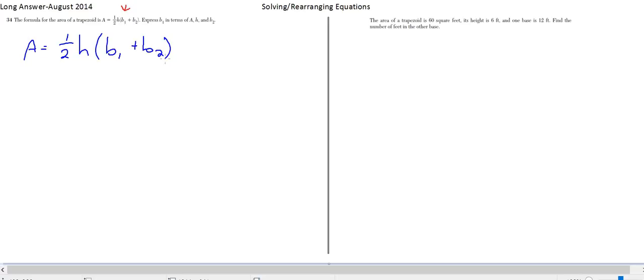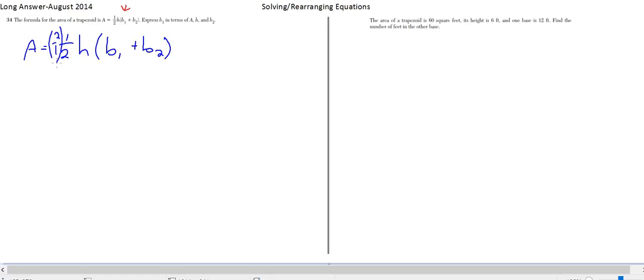Since the 1/2 h is being multiplied by everything on the right-hand side of the equation, instead of distributing it over everything that's there, we could just divide it away. So how are we going to divide away 1/2? When you divide by a fraction, what you're really doing is multiplying by the reciprocal. So let's multiply by 2/1.